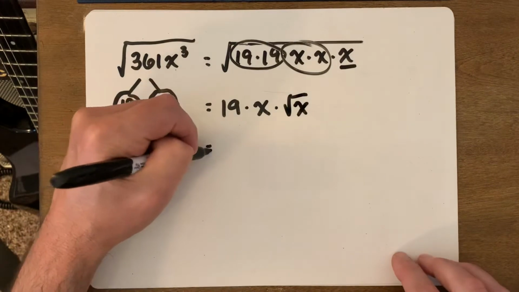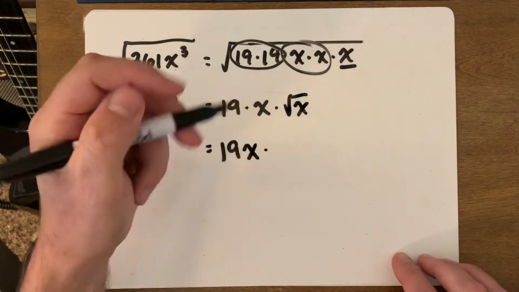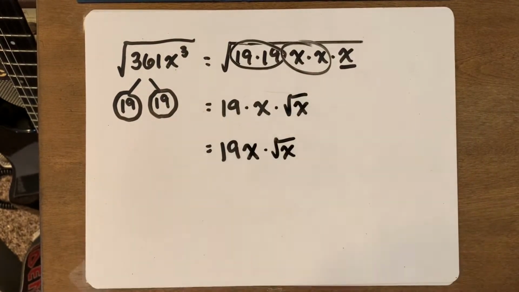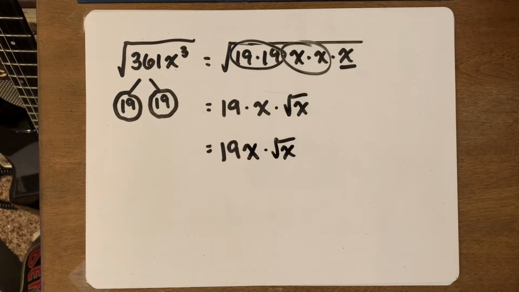So cleaning this up, I have 19x, and I'm going to put times the square root of x just to separate this so nobody thinks that any part of this is included in the square root. All right, that's a good habit to get into. All right, let's do another example here.